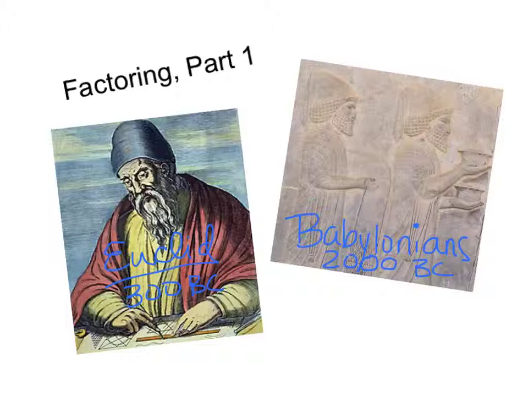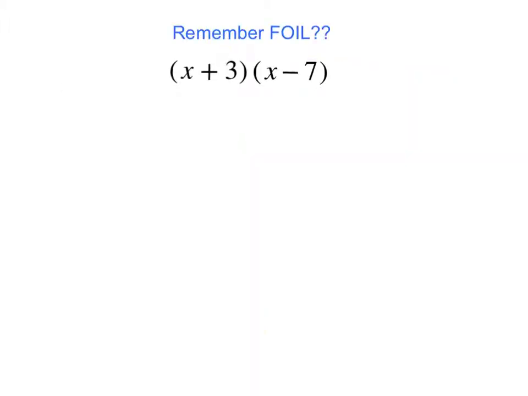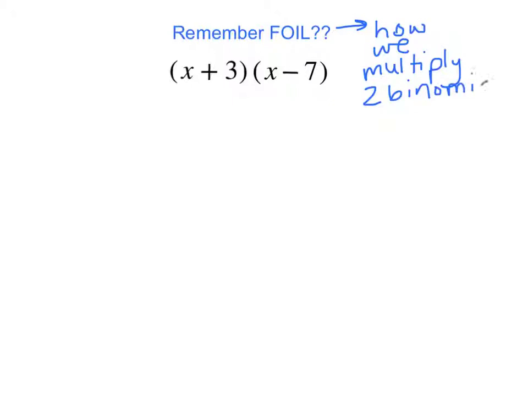So let's start by doing a quick review of FOIL. Remember FOIL? First, outer, inner, last. FOIL is how we multiply two binomials. And the reason we use FOIL is that we have to make sure that we get every product that we need to in this particular problem. There are 4 products we need to actually find.